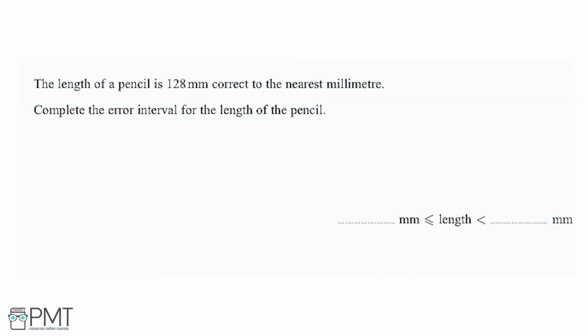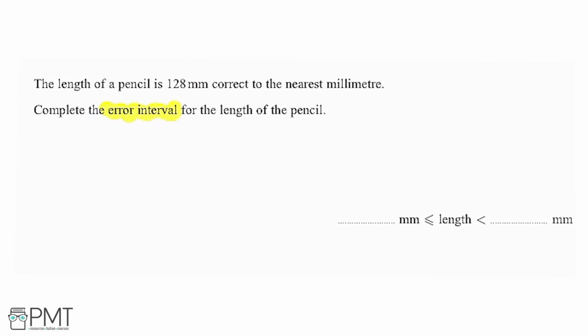So the length of a pencil is 128mm, correct to the nearest millimetre. And we need to complete that error interval for the length of the pencil. So what we mean by the error interval is basically what are the possible values a pencil could be, because we know 128mm is a rounded number.